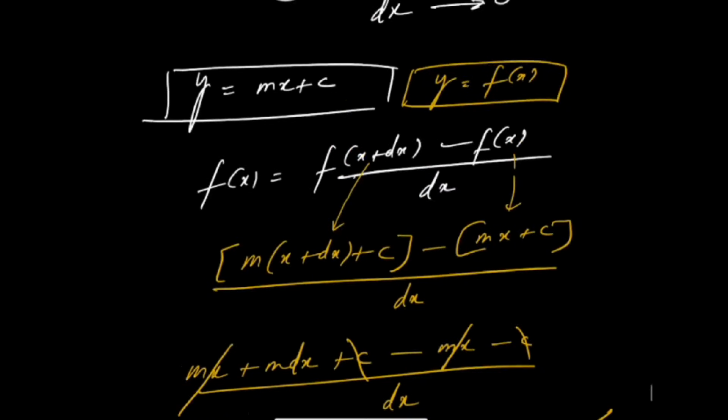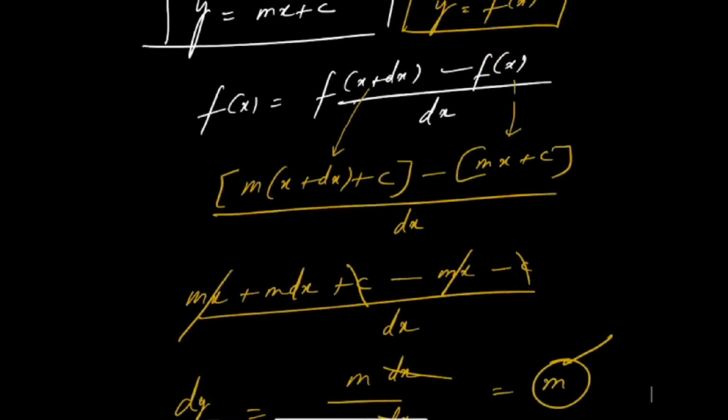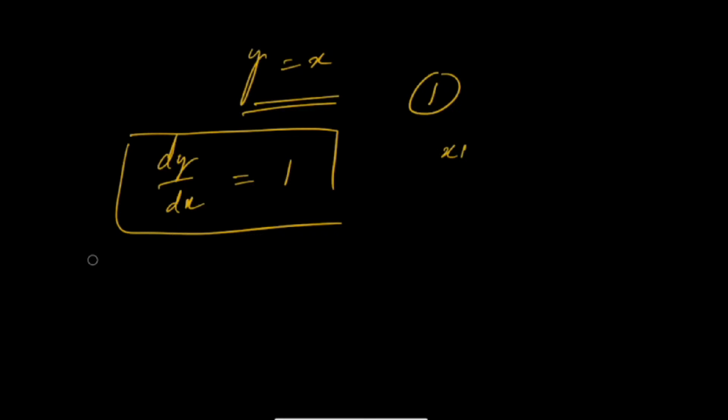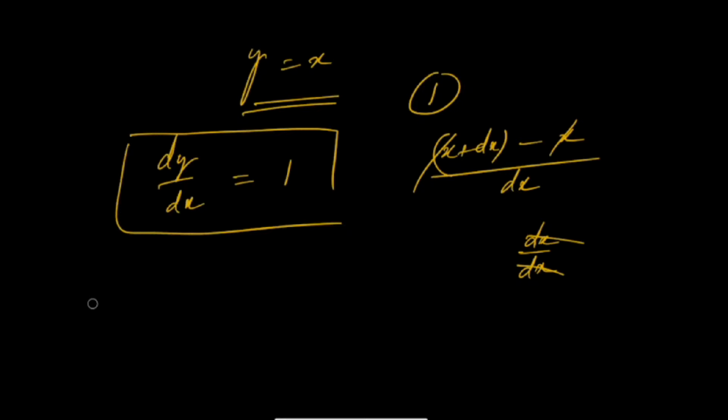Okay, so for any line y equals mx plus c, the slope is m. So if y equals x, what will be the slope? It will be 1, because m is 1 here. What is dy by dx? Equal to 1, because see, f of x plus dx minus f of x, by dx. Okay, so x cancels, so it is dx by dx. dx will cancel, and your slope is 1. So for y equals x, your derivative is 1.